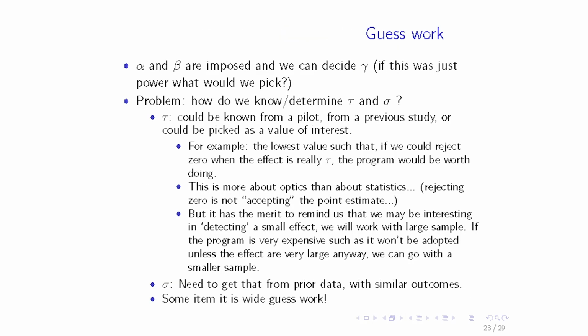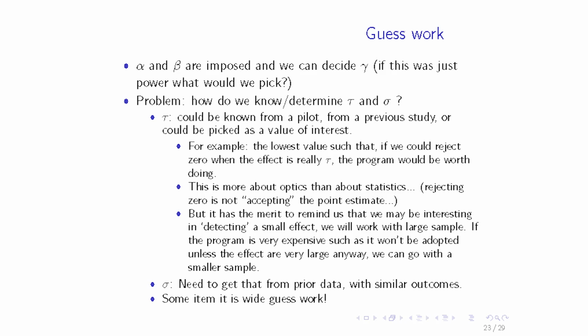So the biggest problem is tau. What is tau? It is what we think the treatment effect is going to be in reality, our best guess, our prior of the treatment effect. So where could we find tau?